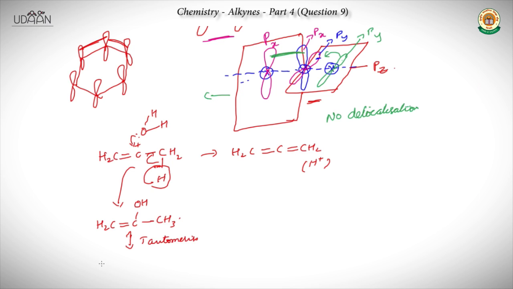That is, you will get H3C, C double bond O, CH3. This is your final product. Now, let's summarize what we did in this question.